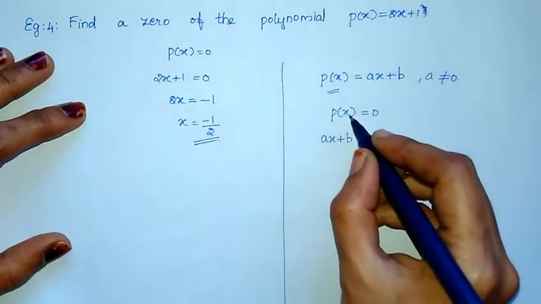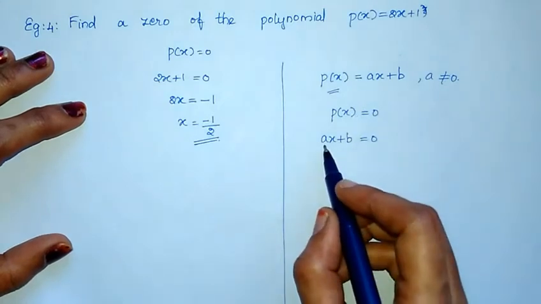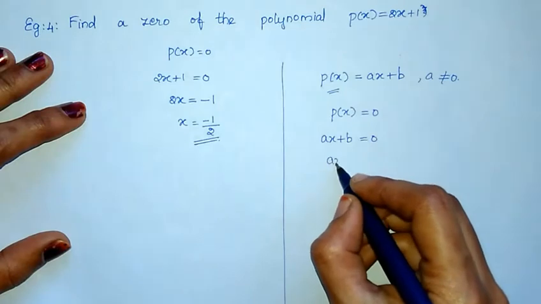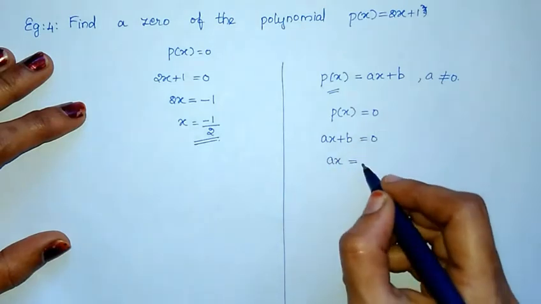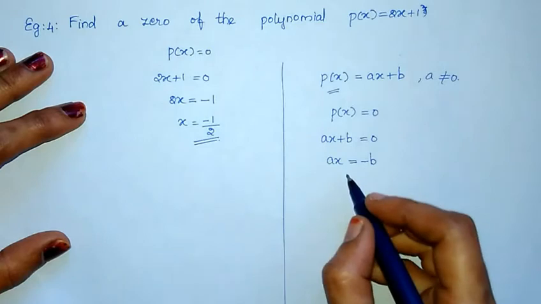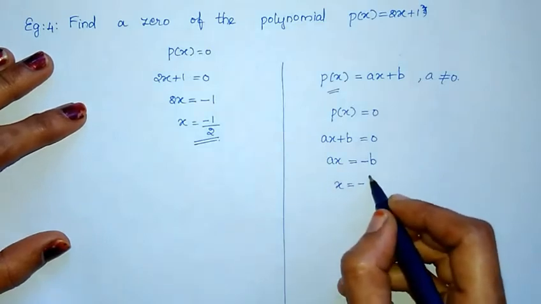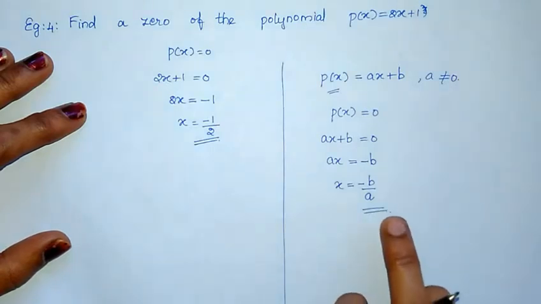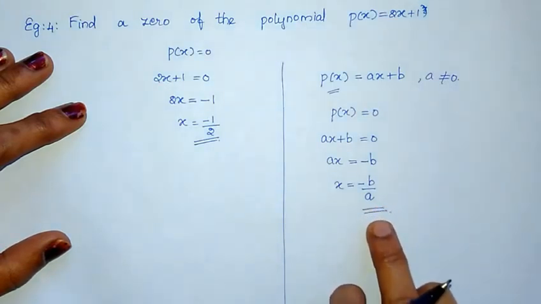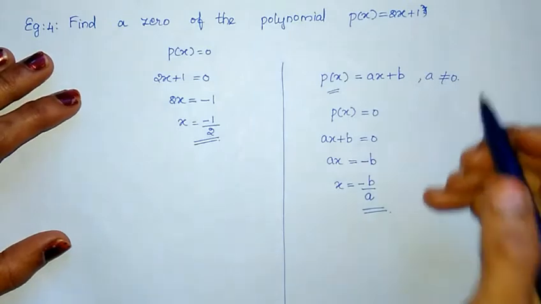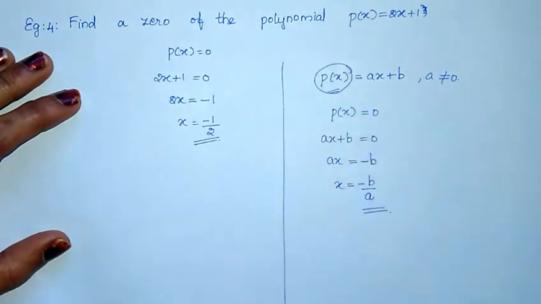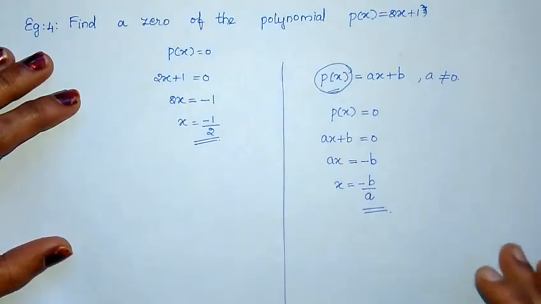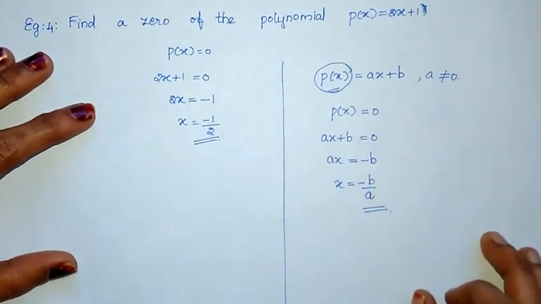The polynomial p of x is ax plus b, which is equal to 0. Now, ax equal to, this goes to the right side, minus b. x equal to minus b by a. So, here minus b by a is the only zero of p of x. That means, linear polynomial has only one zero.